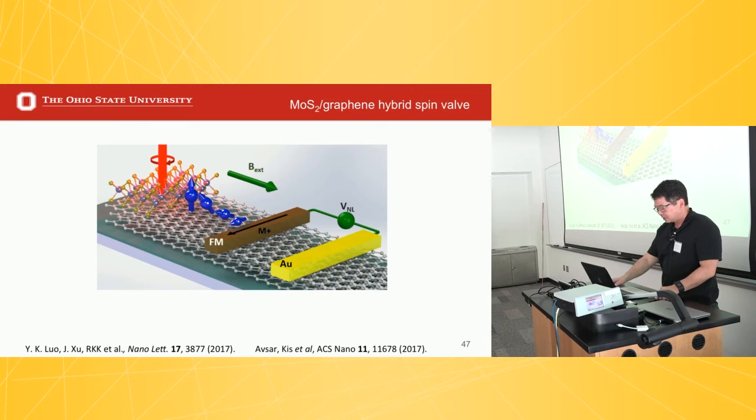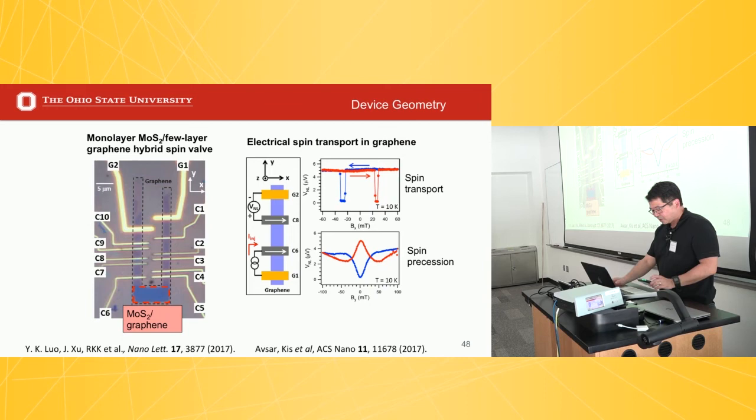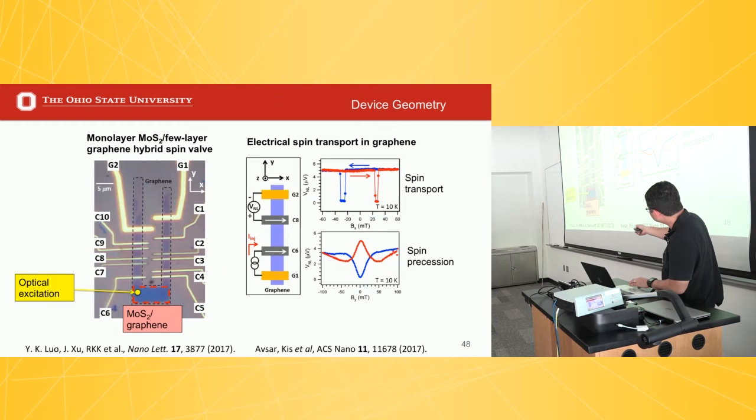We do some characterization. There's the whole device here with ferromagnetic electrodes, and here's where the graphene MoS2 is, and that's where we're going to shine the light, right? And these are just the electrical characteristics. But we're going to optically excite it right at this point here, okay? And this is it. So my student animated this.